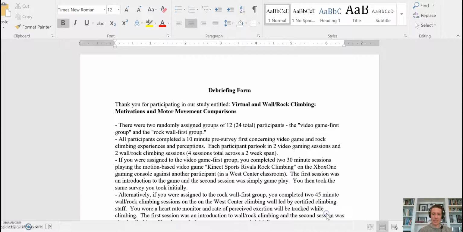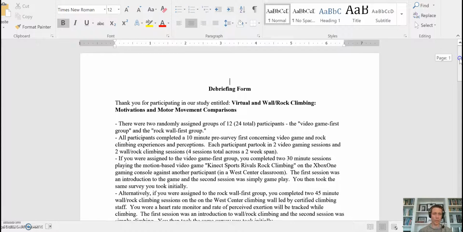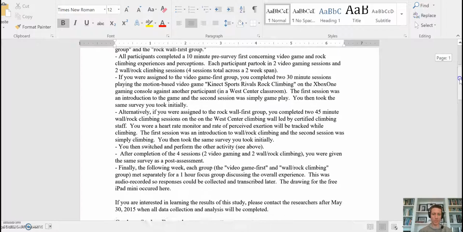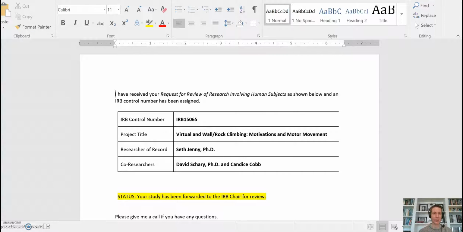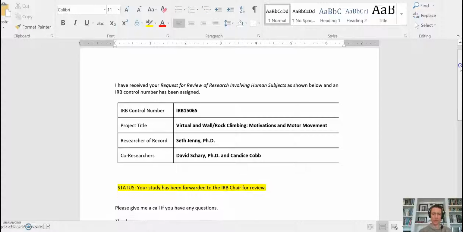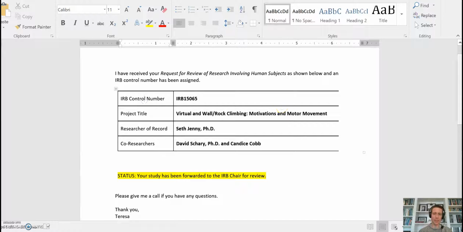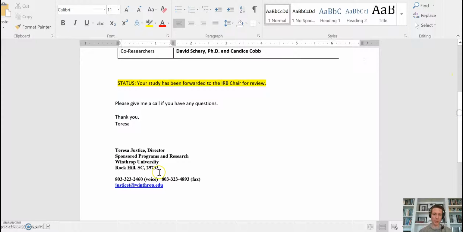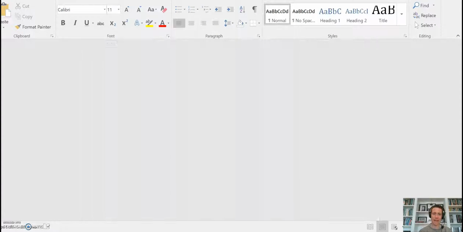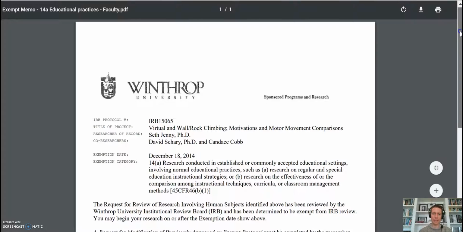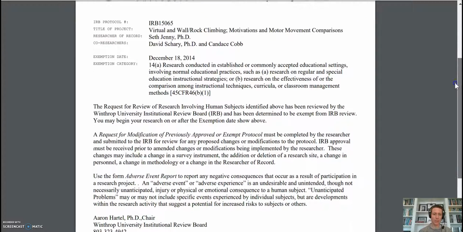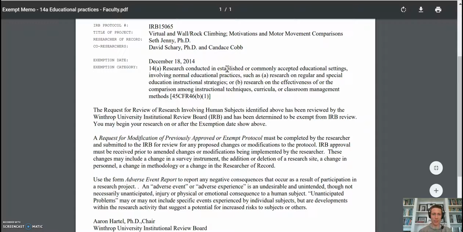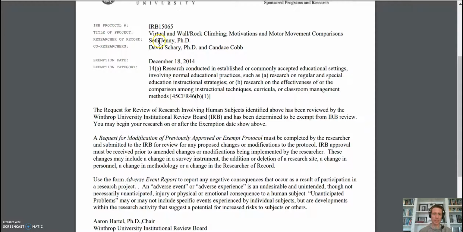Then you also need to have a debriefing form. That is when the study is over, how are you going to debrief and talk about the results with your participants. And then after that application is submitted, the IRB office will provide you with the control number to track that specific study in the sponsored programs and research office. And then after it is reviewed by the IRB, you would receive a letter, something along the lines of that it has been approved. If there's any modifications to the protocols, then you need to make those modifications, and it was passed as an exempt level study.